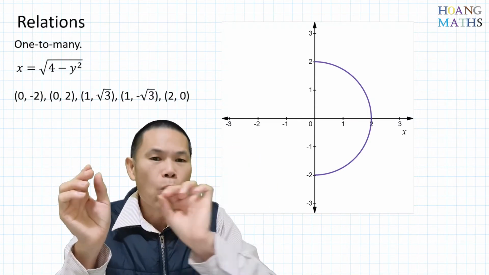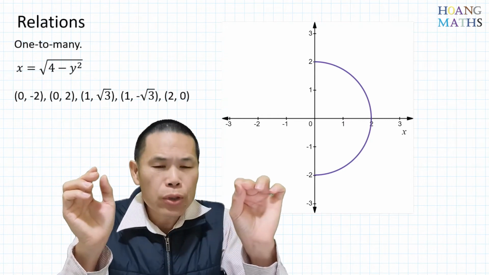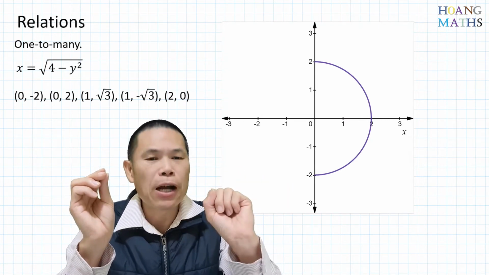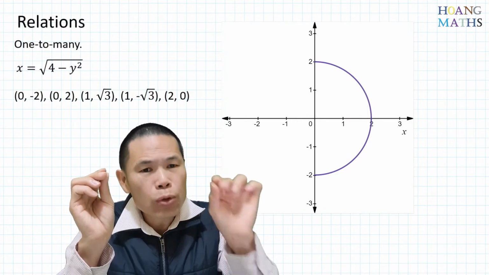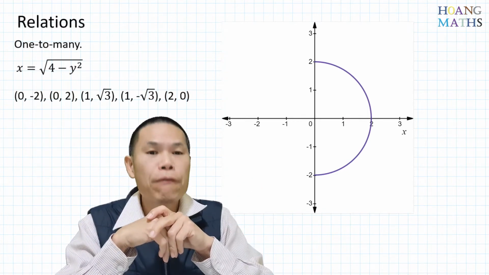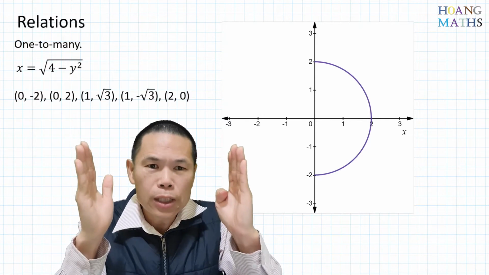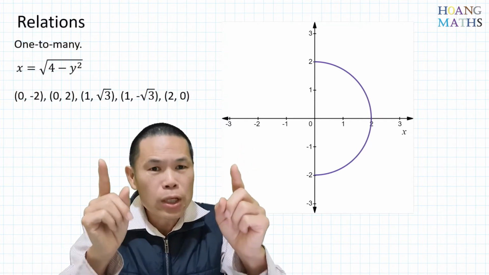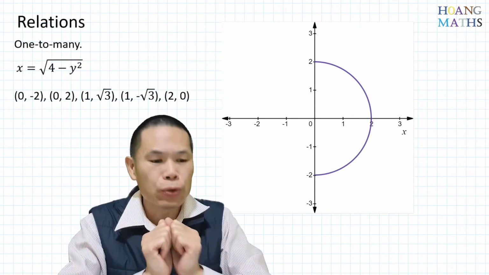Just remember, one input, two outputs is a relation. One input, one output is a function. Or two inputs, one output is also a function. The easiest way to do this is to do a vertical line test. So let's go through a few examples and we'll make it clearer for you.